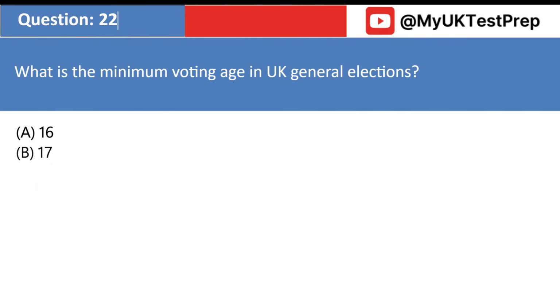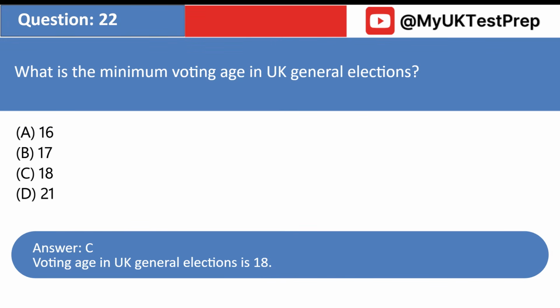What is the minimum voting age in UK general elections? A. 16. B. 17. C. 18. D. 21. Answer: C. Voting age in UK general elections is 18.